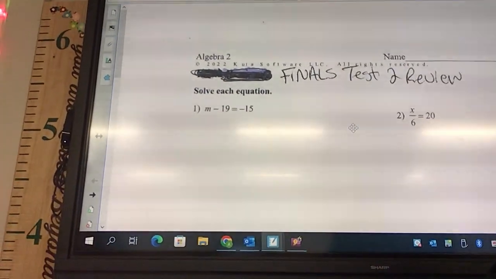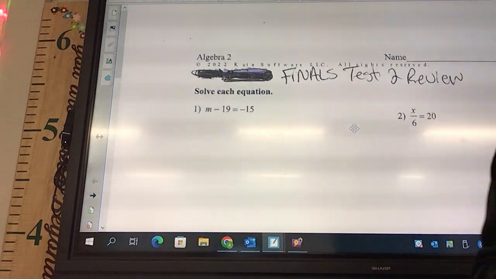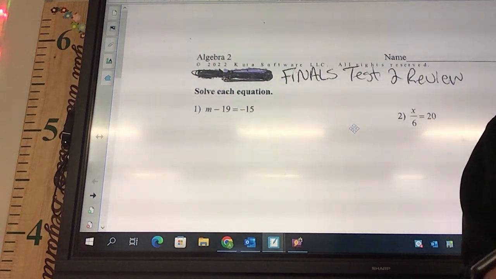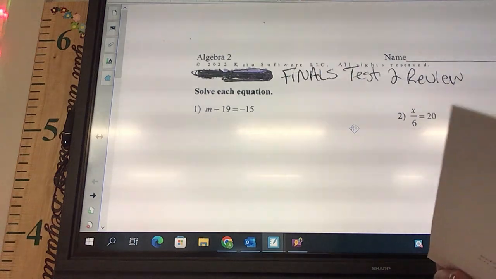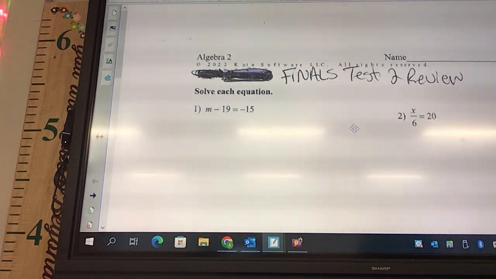Okay, this is bundle 2 review. It's not too bad. A lot of it's solving equations and inequalities, and then a little bit of slope, point slope, and then the solving equations. Okay, so if we look at number 1, how do we solve for m?